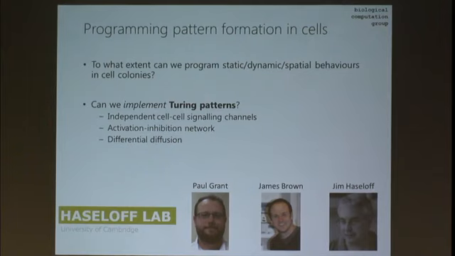You need to be able to have two signaling pathways acting in the same cell that are going to be orthogonal to one another. Eventually we're going to need to thread those together in an activation-inhibition network, and we're going to need some kind of differential diffusion between these morphogens. These are conditions for Turing instability.